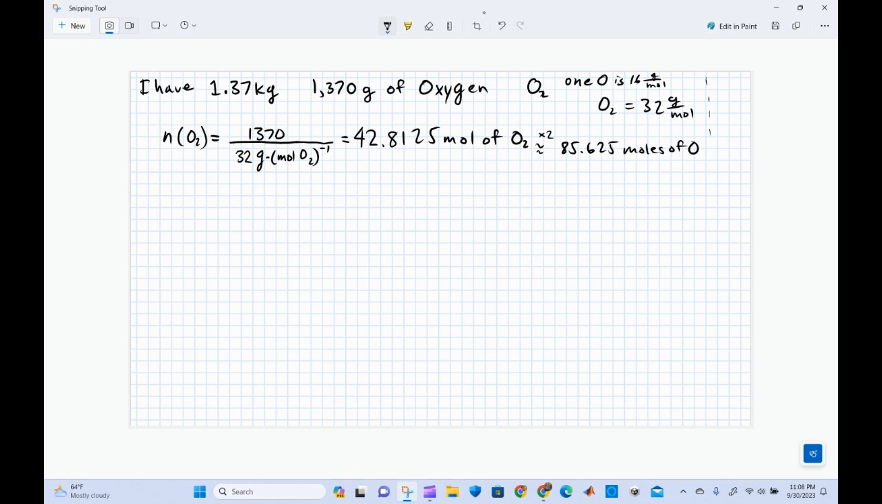But now with the individual moles I have, I already know this many moles are in here. I can multiply by Na, Avogadro's number, that equals what? I don't know. Let me rewrite this as 85.625.